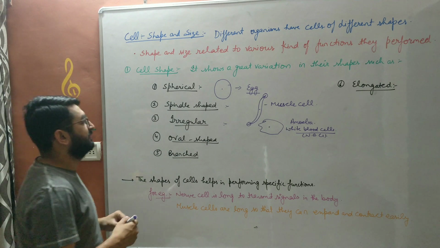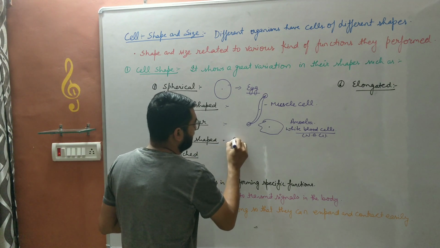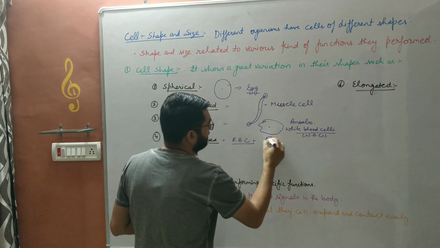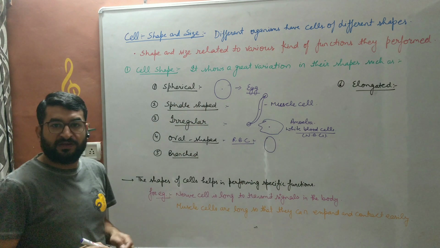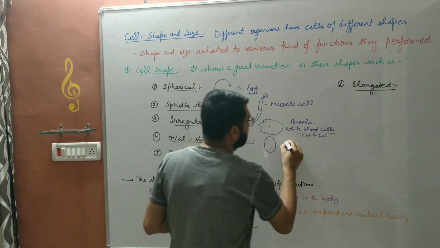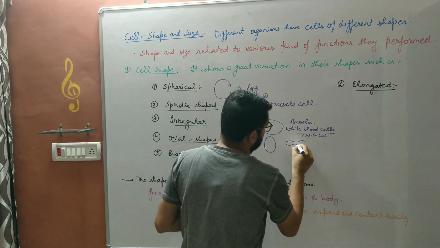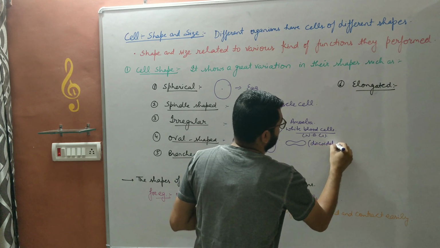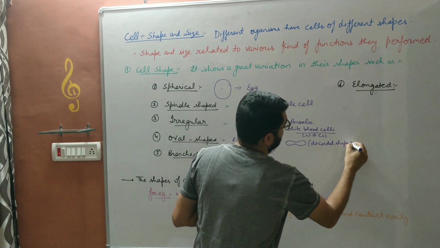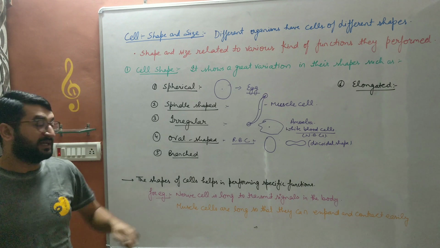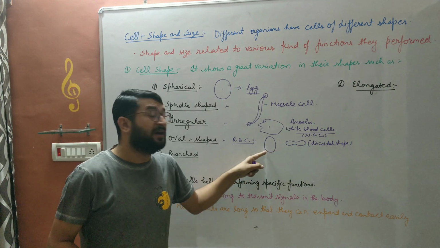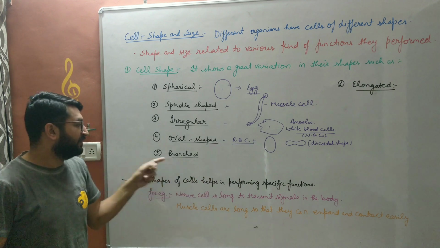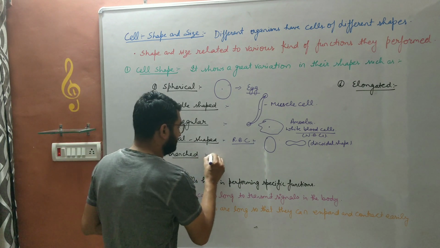Next, oval shape. RBC. RBC is oval shape. From the sideways, it is disc-like, like this. So it is also referred to as discoidal shape. That is the side view of an RBC, and this is the upper view, which is oval shape. अंडाकार है बच्चे.